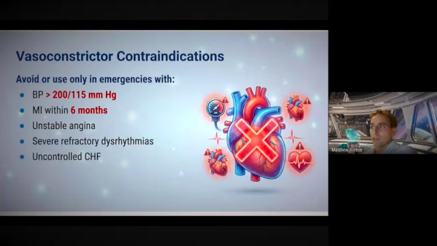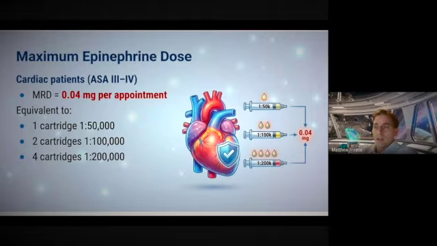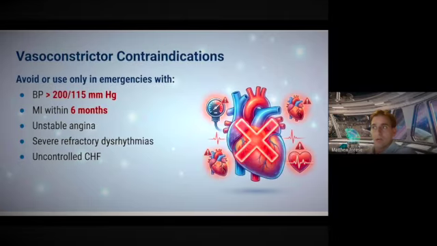Certain conditions represent major red flags: blood pressure greater than 200 over 115 millimeters of mercury, MI within 6 months, unstable angina, severe refractory dysrhythmias, uncontrolled congestive heart failure. And these patients either require extreme caution or avoidance of vasoconstrictors.